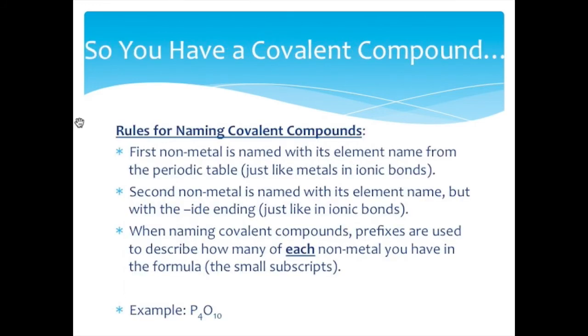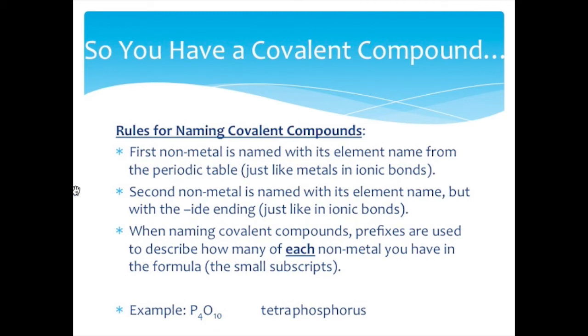Let's do another example. P4O10. Well, P and O are both nonmetals, so this is a covalent bond. The name of the element P is phosphorus. But we have more than one phosphorus. So if you go back to that table of prefixes you had to study, you would recognize that the 4 listed in the chemical formula would be represented in the name by the prefix tetra.